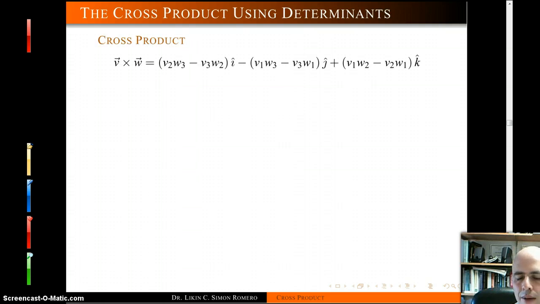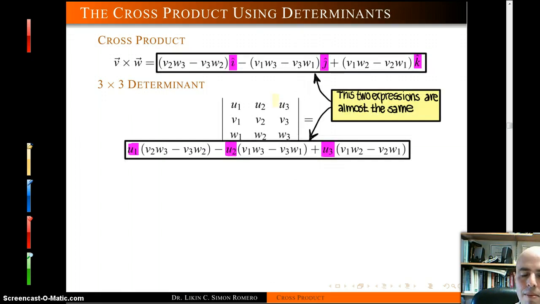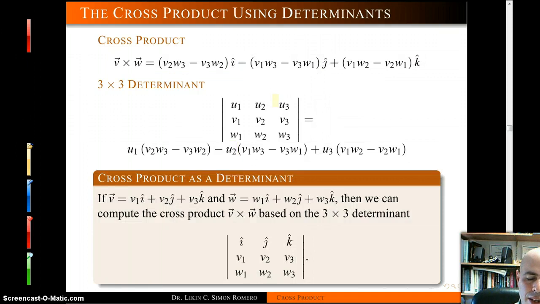So you have the cross product, you have the 3 by 3 determinant, and notice that these two expressions are almost the same. The only difference is that instead of having i, j, and k, you have u1, u2, and u3. So here is the way that we're going to use determinants in order to remember cross products. If you want to take the cross product of two vectors, you just write in the first row i, j, and k, in the second row the components of the first vector that you're taking the cross product of, and then in the third row the components of the second vector.